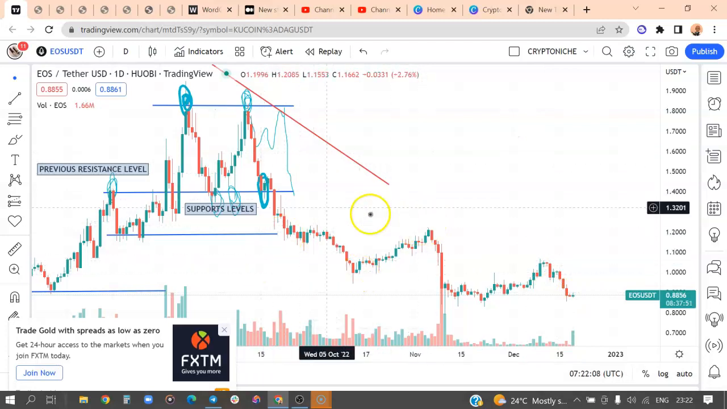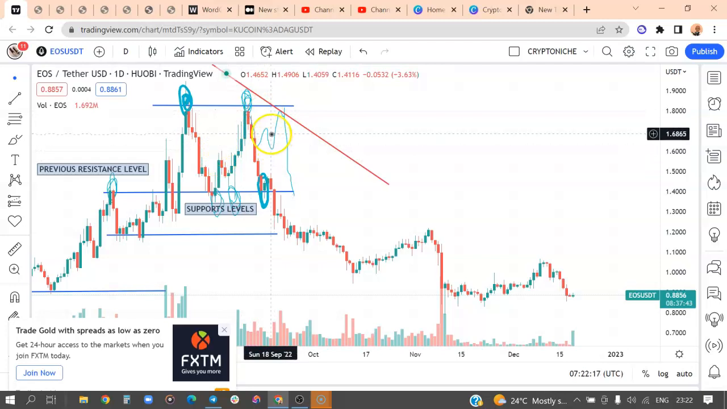So going back to our analysis. If you look at this, it has been broken as predicted. I was thinking that this was going to test this resistance again, but unfortunately it only tested it twice and broke it completely. So I placed a couple of short orders here.